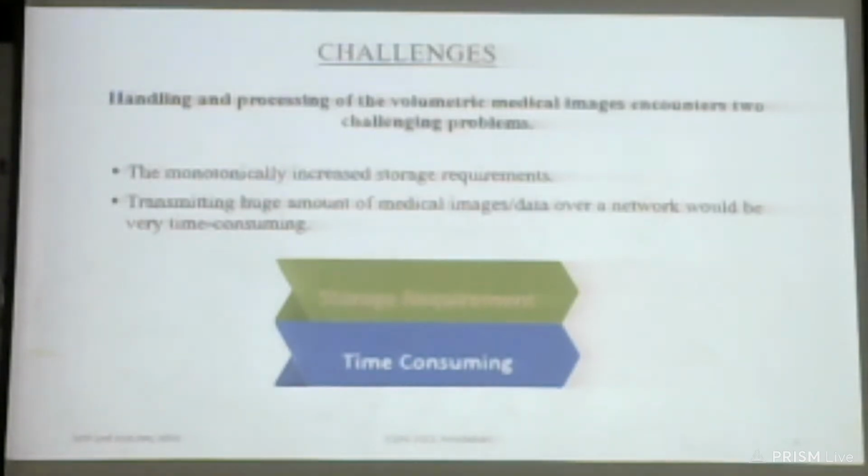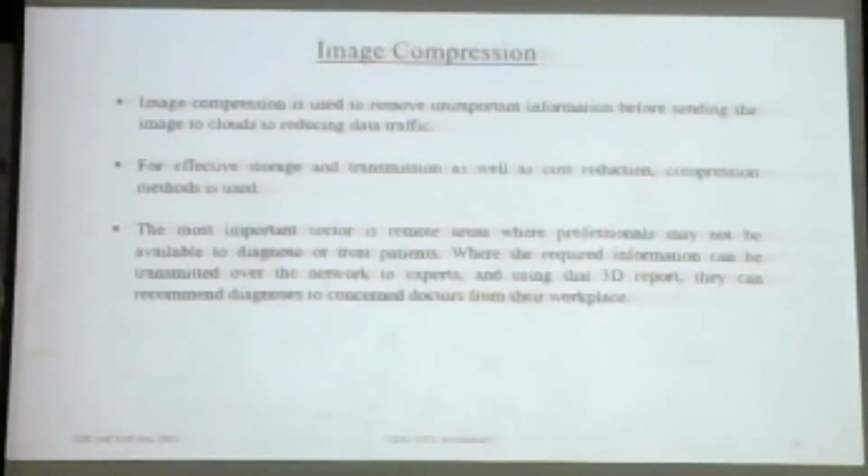To handle such images, we have many challenges, that is storage requirement and time consumption. To store such images, we need a lot of storage space, and when we want to transfer them from one place to another over a network, it takes a lot of time. So for that, we need image compression. By compression, we can send the image from one place to another.